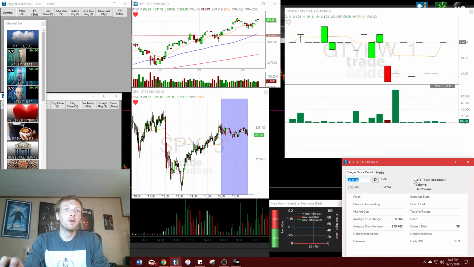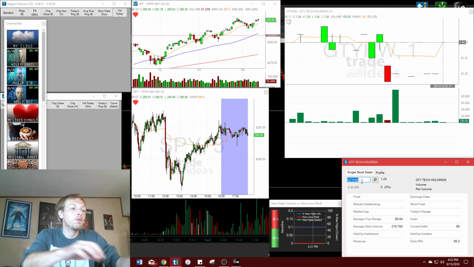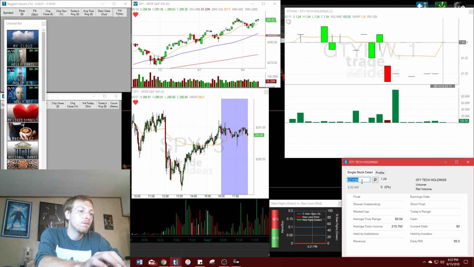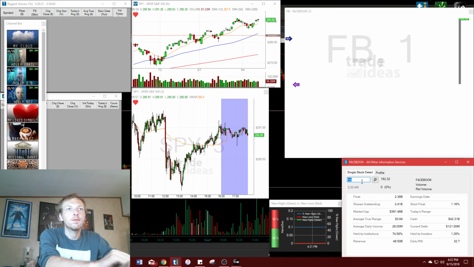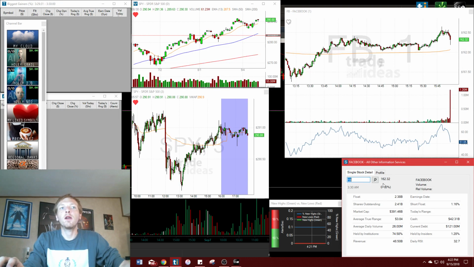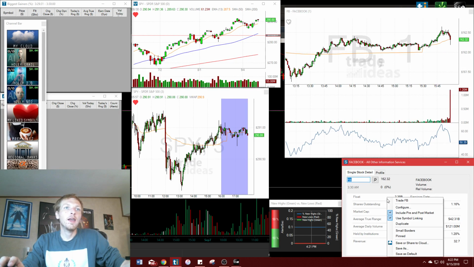Then you also have a little profile right here too, so if I click on a ticker or type something in, let's look up Facebook. Facebook will give me a little rundown of the information here, the fundamentals of Facebook. And if I ever wanted to add or change anything, I just right click it and click this configure button.